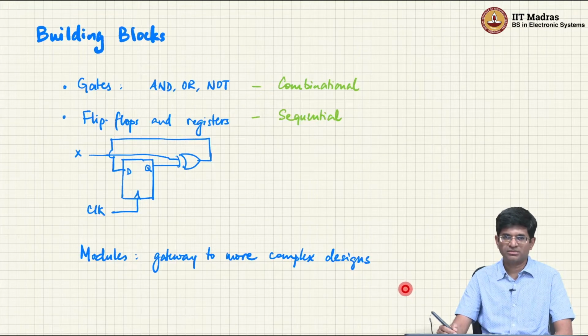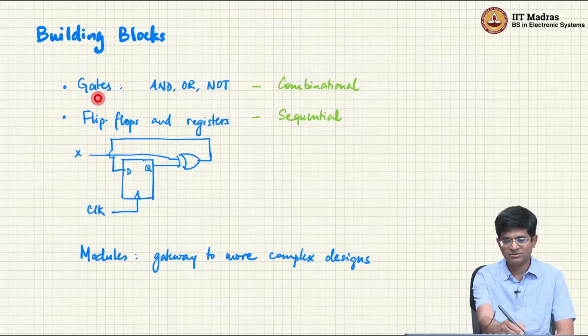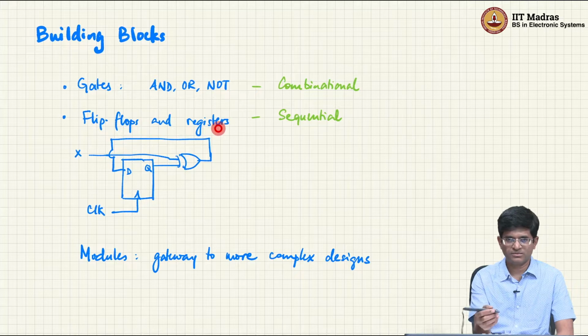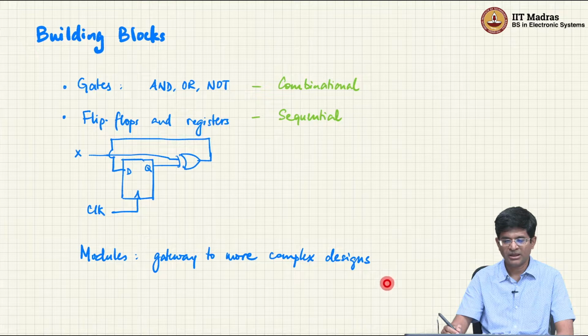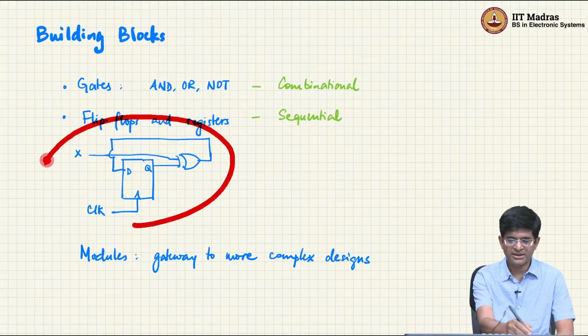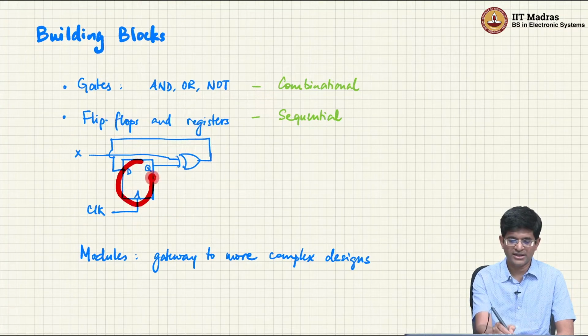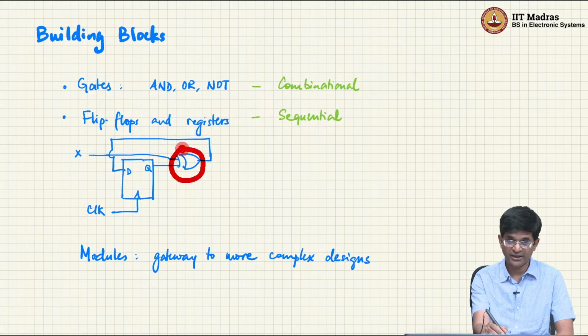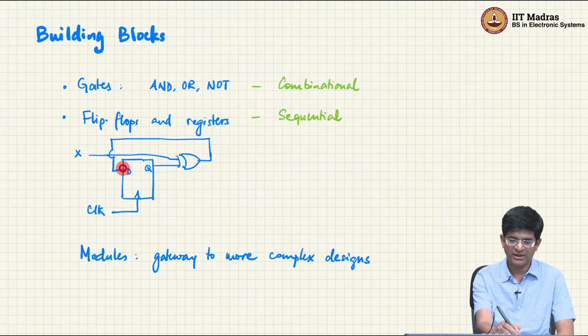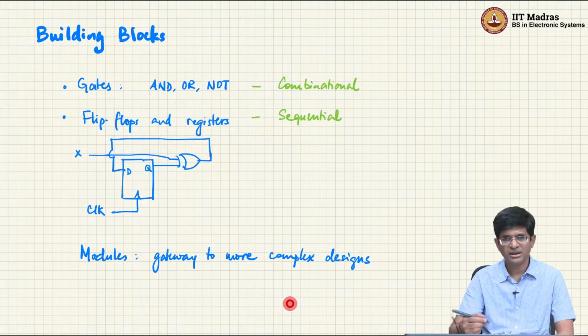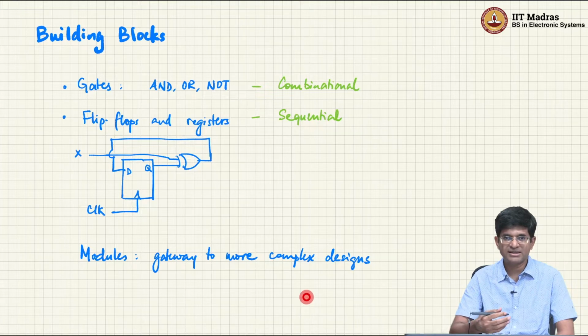We already know that these are our building blocks, right? We have gates, for example, AND gates, OR gates, NOT gates, combinational. We have flip-flops or registers, whatever you want to call them, which are sequential elements. Now, for example, I could construct a circuit like this. Essentially what the circuit consists of is there is a flip-flop, there is a clock input to it, the output of the flip-flop goes through an XOR gate, and the output of that XOR gate is fed back into the input.